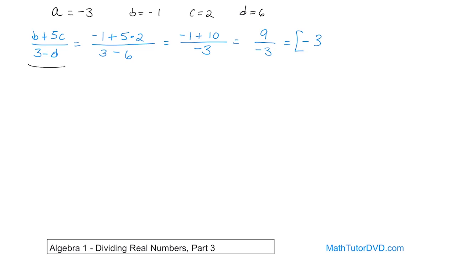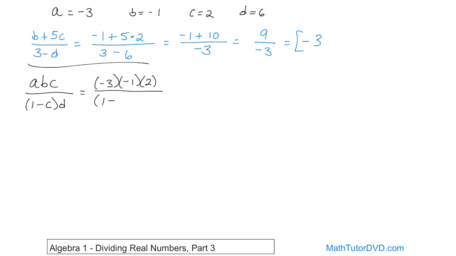Now what if you have a times b times c divided by 1 minus c times d? So again, let's plug in everything that we know. A is going to be negative 3, so we'll put that there. B is going to be negative 1. C is going to be 2. And on the bottom you have 1 minus c, which is 2, times d, which is 6. So we're going to write it like this. Now again, on the top of this fraction, we have to simplify the top completely, and then the bottom completely, and then the division comes last because there's like an invisible parentheses kind of like surrounding each of these guys.